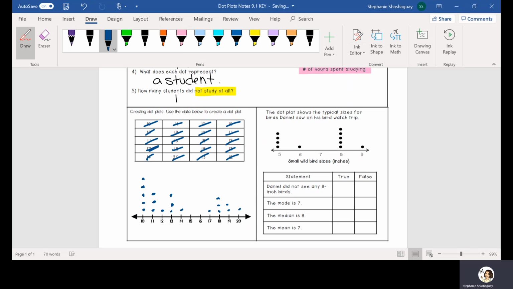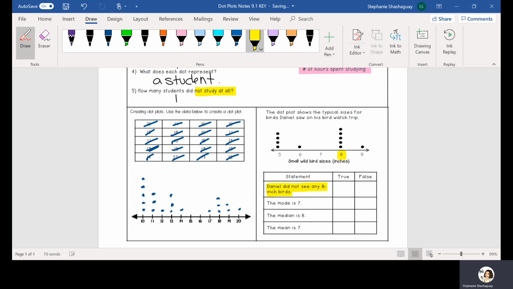So we have questions here that we need to answer based on the dot plot that was provided to us. Daniel did not see any 8-inch birds. Well, let's look at this graph, okay? Daniel did not see any 8-inch birds.